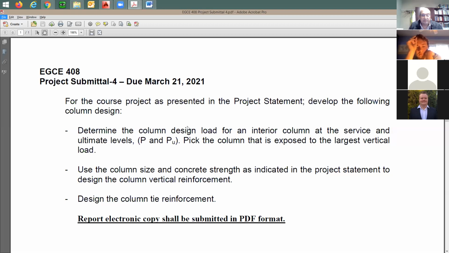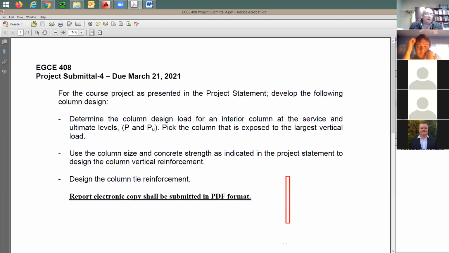Yes. Do we design for all 4 levels or just? You design one section all the way at the bottom. Okay. Thank you. Meaning? Any specific slide you recommend we look at for this submittal?